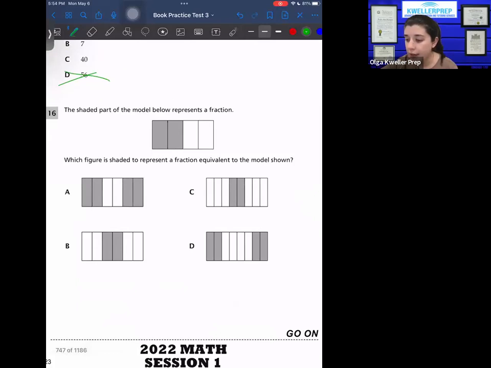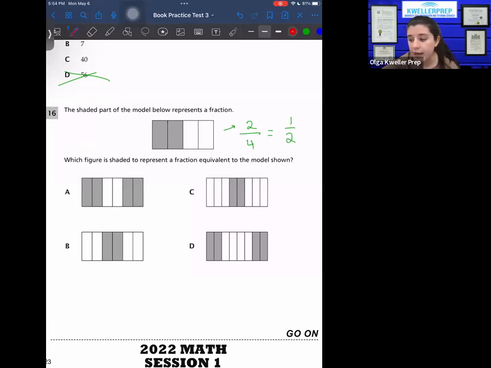Okay, so here we have a fraction. What fraction is this model representing? Who can tell me which fraction? 2/4, excellent. And what does 2/4 simplify to? 1/2, great. So now all we have to do is we have to find a fraction model that represents the same exact thing. So we're going to go through all of these. You can kind of see visually like which one looks like kind of half is shaded.